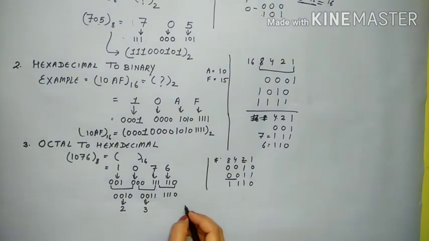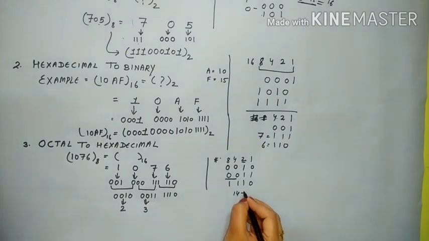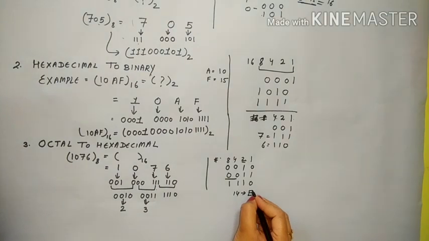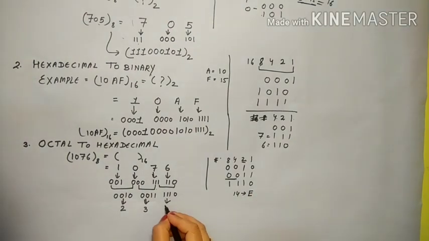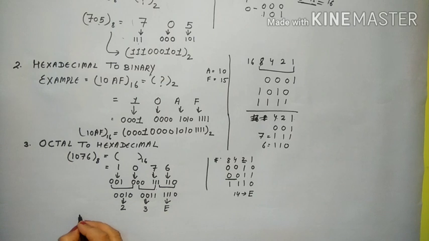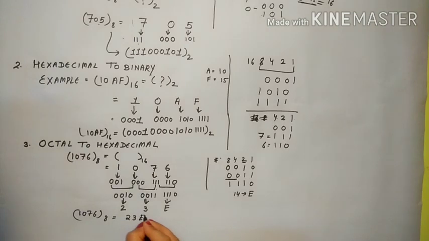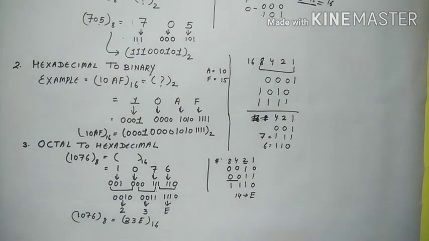And we know that 14 is equivalent to E in hexadecimal. So we'll write here E. So what is the equivalent value here? 1076 to the base 8 is equivalent to 23E to the base 16. So this is how we can convert octal to hexadecimal.